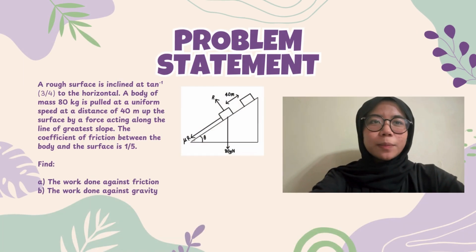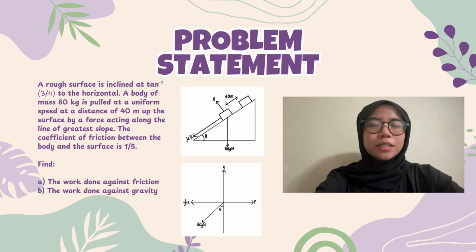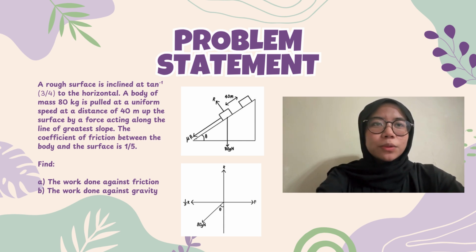So here is the problem statement. A rough surface is inclined at tan⁻¹(3/4) to the horizontal. A body of mass 18 kg is pulled at a uniform speed a distance of 40 meters up the surface by a force acting along the line of greatest slope. The coefficient of friction between the body and the surface is 1/5. So here we need to find the work done against friction and the work done against gravity.